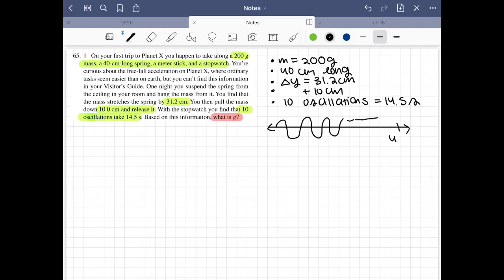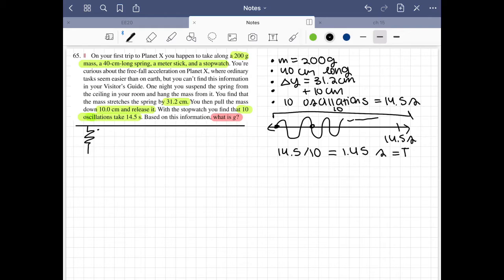If you have 10 oscillations that happen in 14.5 seconds, then in order to find what one oscillation is, you can divide 14.5 by 10 to find how long it takes for one oscillation. So we're going to get 1.45 seconds, and that is equal to the period.